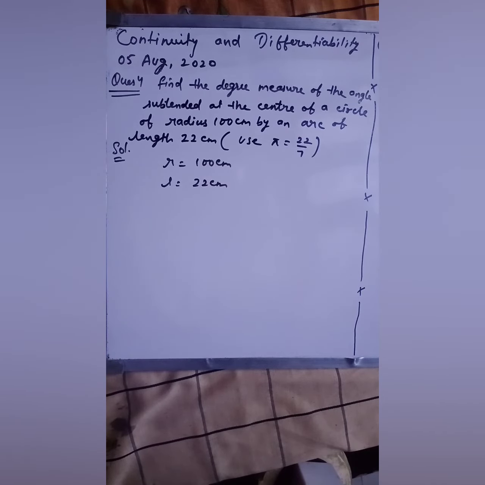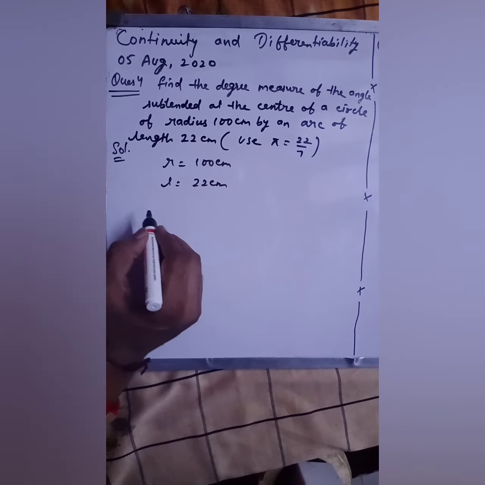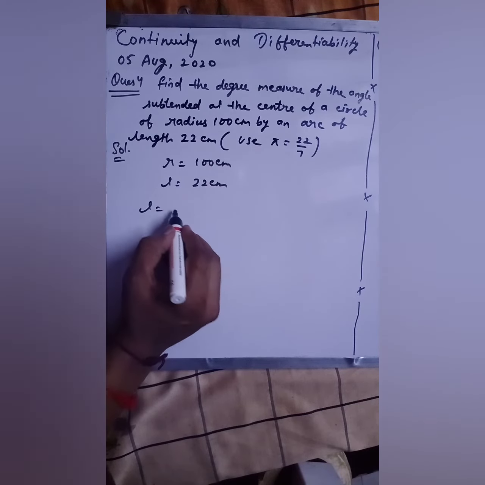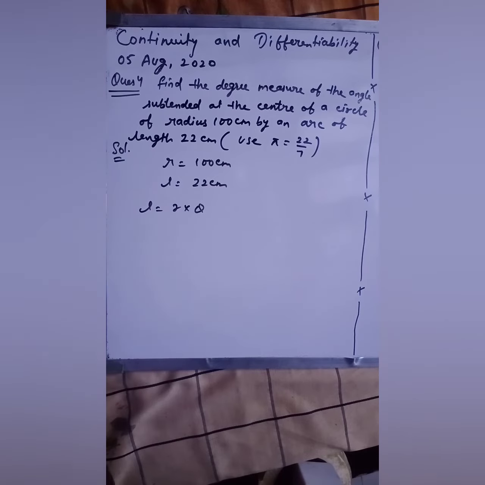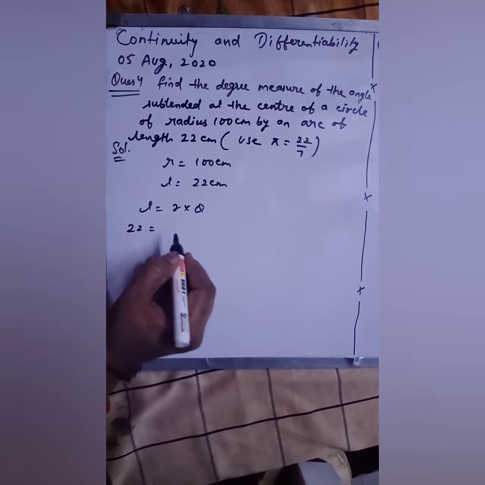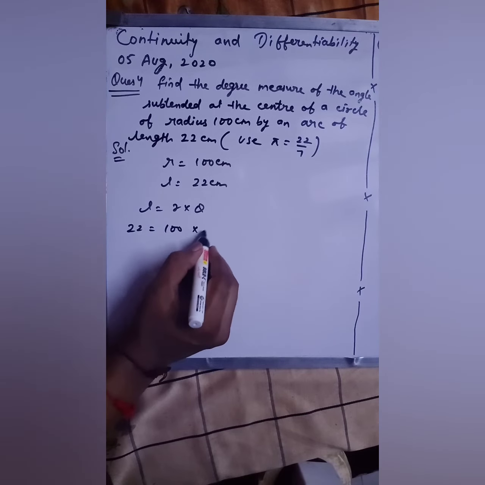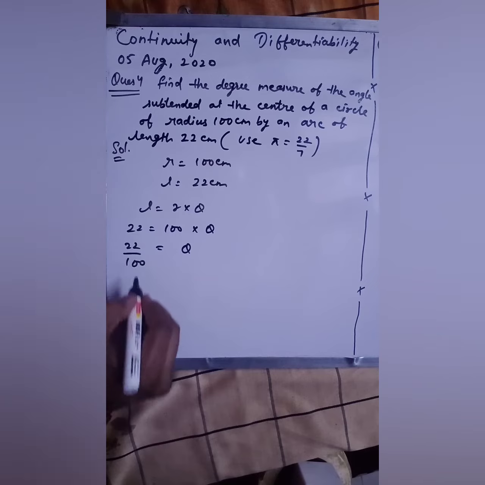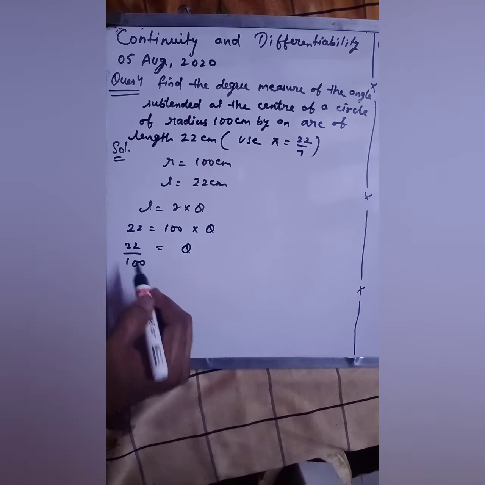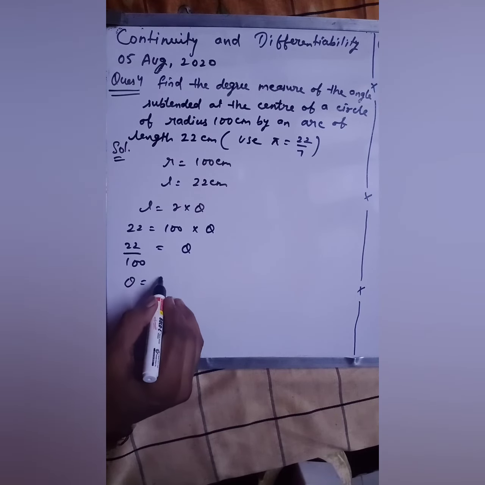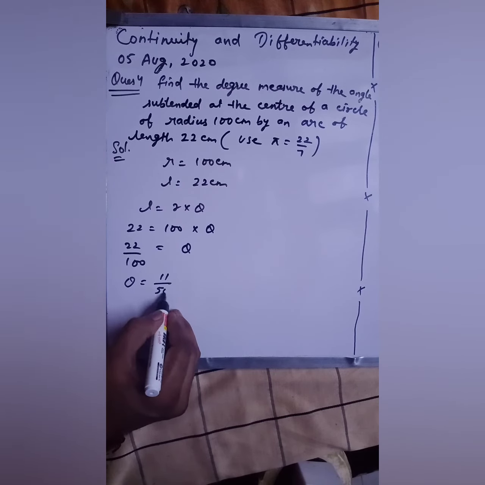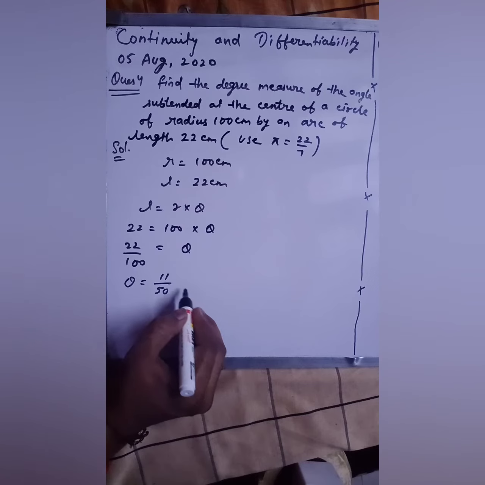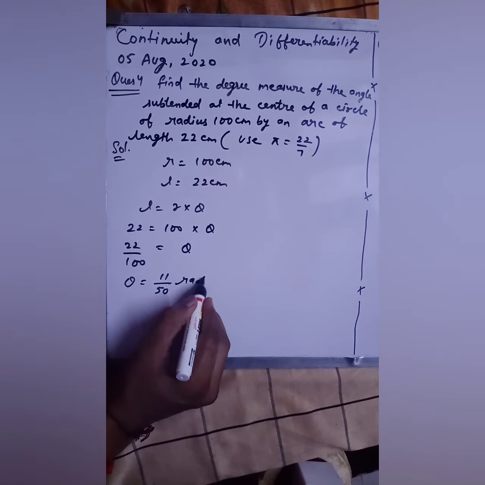Okay, so as we know that L is equal to r into theta, your L is 22, r is 100, into theta. So this 100 will come here and theta would be 11 upon 50, that is in radians.